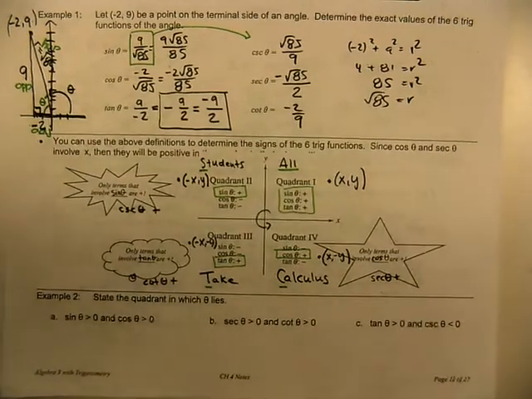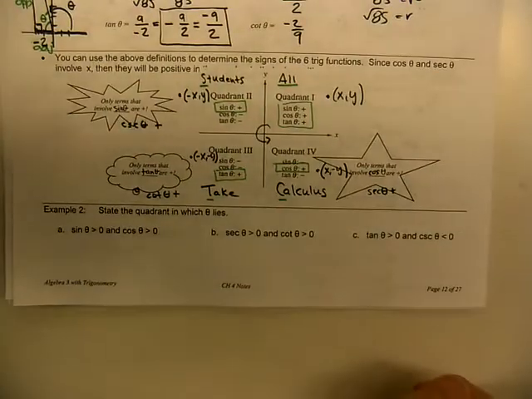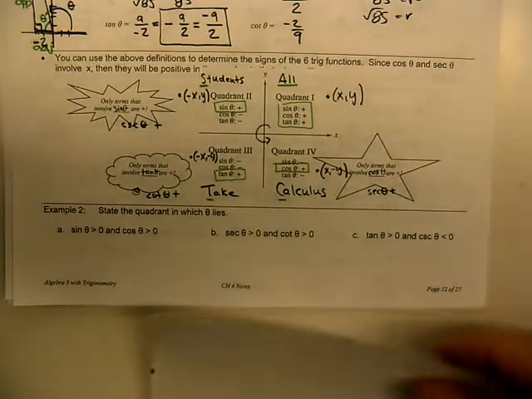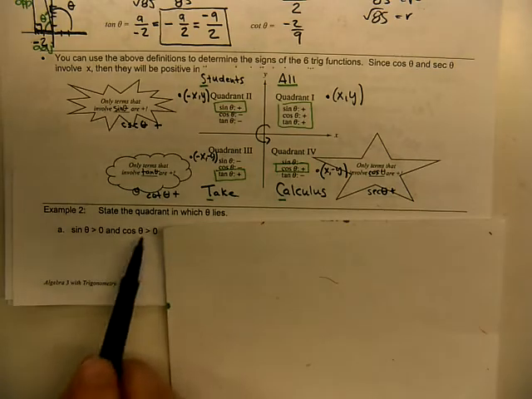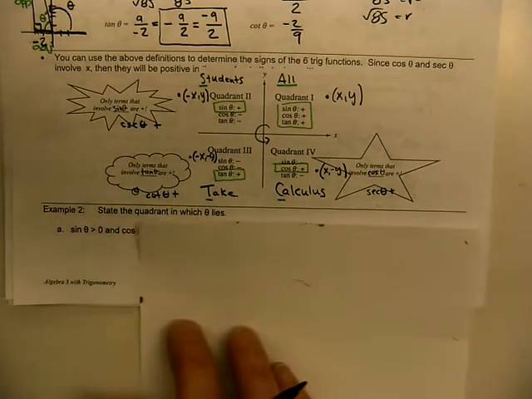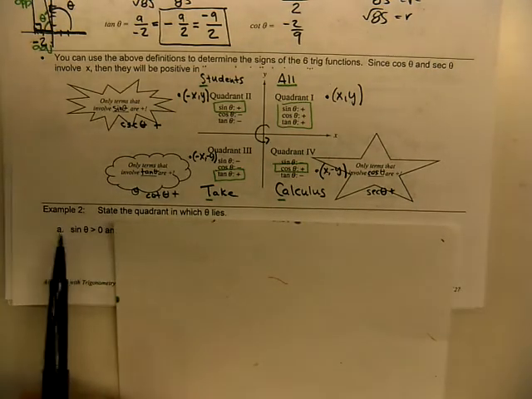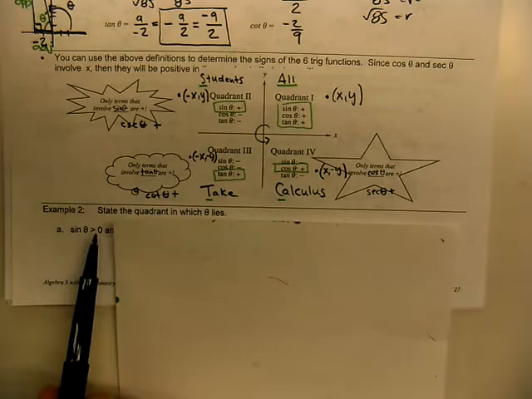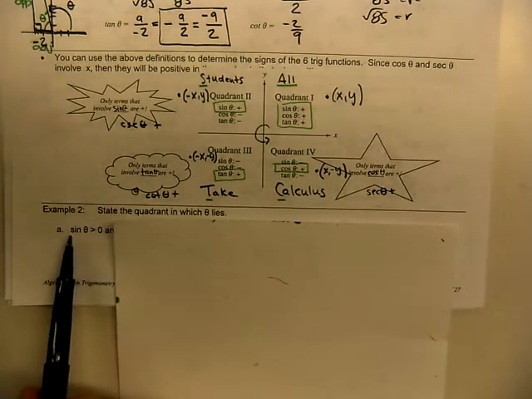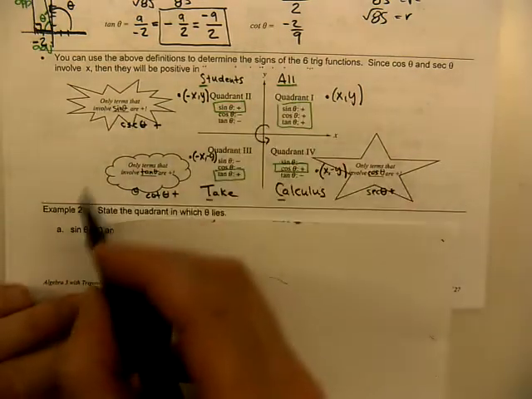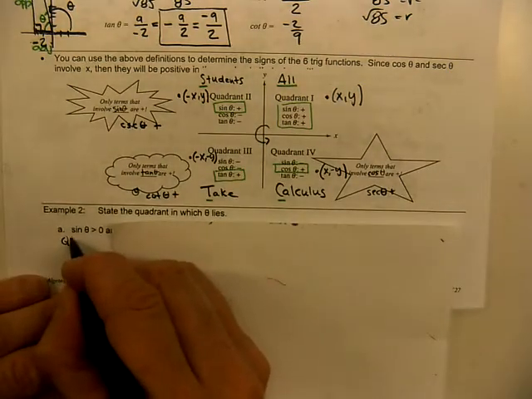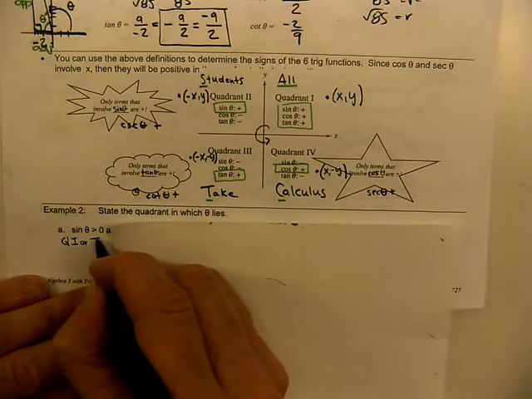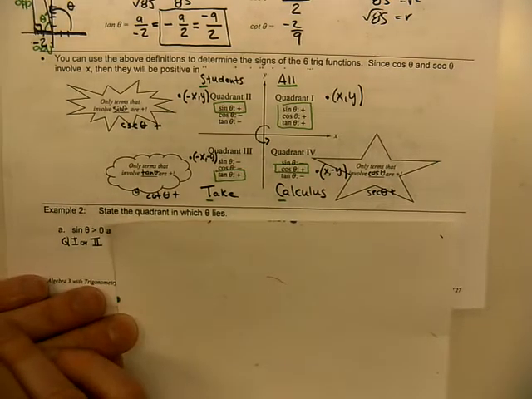So let's use that to help us answer these little puzzle problems. State the quadrant in which the angle lies. Here's part A. You can see they're giving us two trig functions, but just look at the first one for now. Sine theta is greater than 0. Greater than 0 means it is positive. So where is sine positive? Well, we can kind of look up here. We know that sine is positive in either quadrant 1 or quadrant 2.